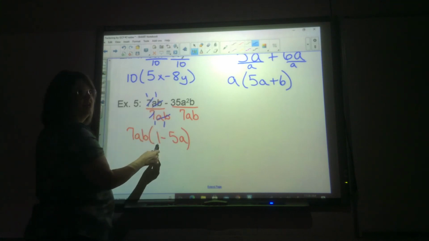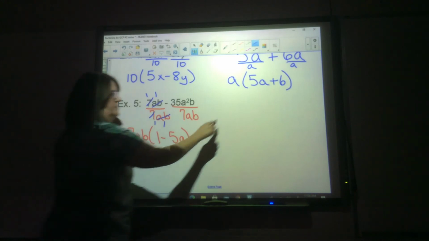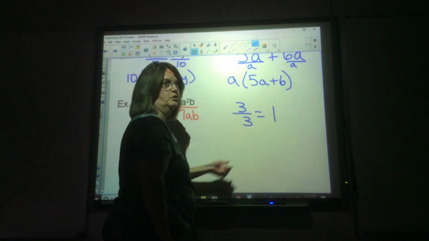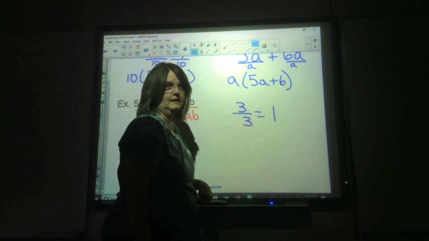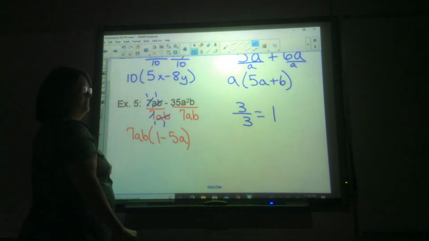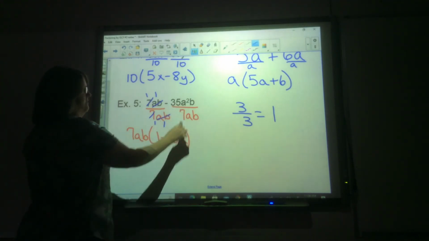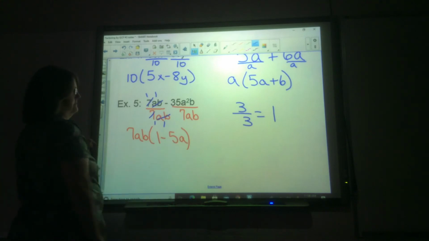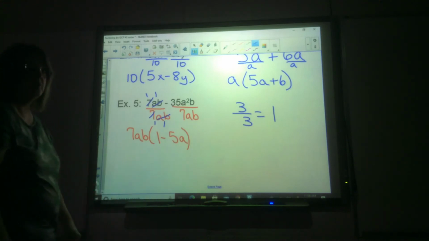So you don't write nothing here. I've seen students leave that blank before. You don't do that, you write 1. Just like 3 over 3 is 1 when you were in elementary school and you would not have left that blank. It's the same thing. 7AB over 7AB is 1. 35 divided by 7 is 5. Your A squared divided by A is A. And that's how you do that problem. Thank you.